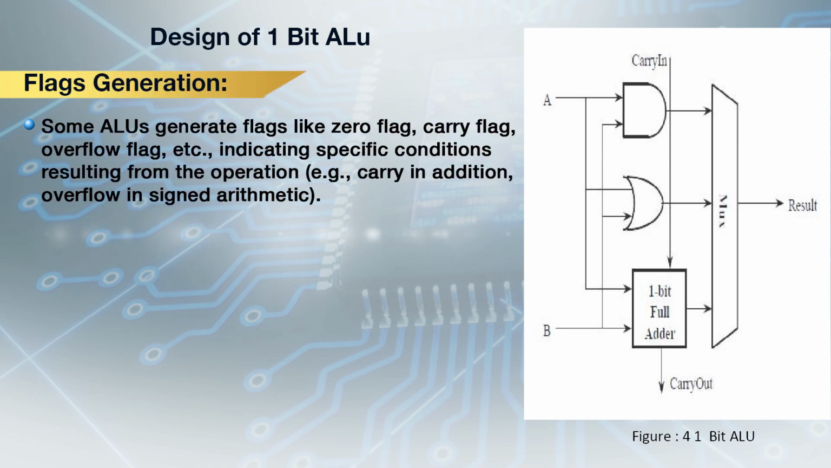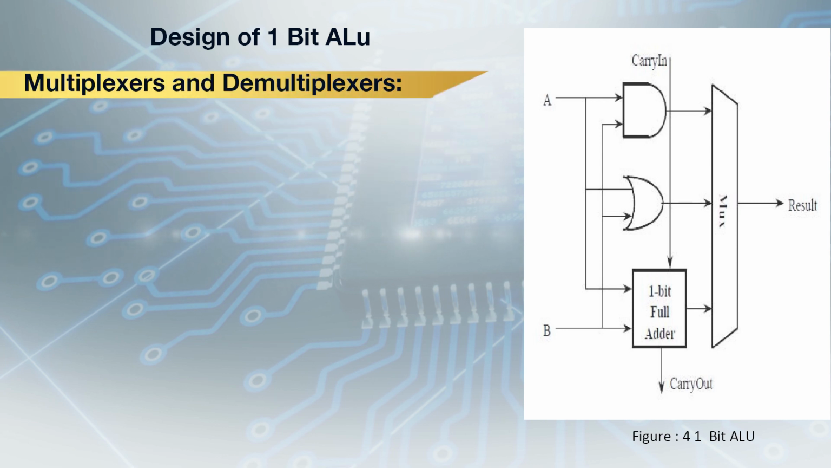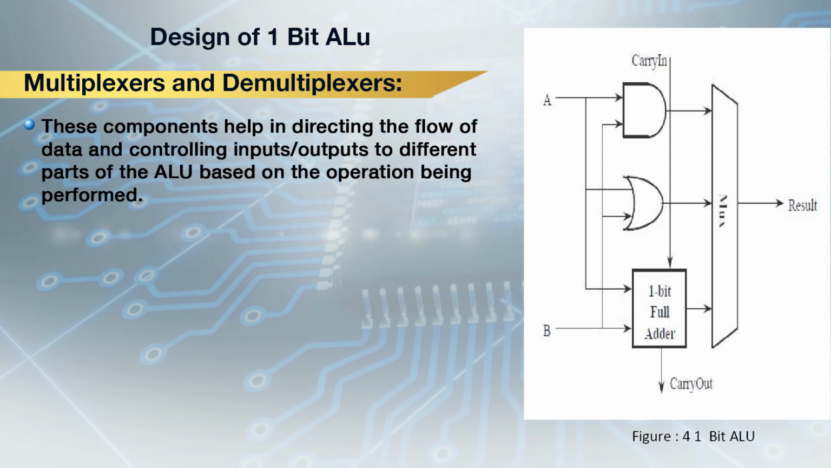Flag register. Some ALUs generate flags like the zero flag, carry flag, and overflow flag, indicating specific conditions resulting from the operation: carry in addition, overflow in signed arithmetic. Multiplexer and demultiplexer. These components help in directing the flow of data and controlling inputs and outputs to different parts of the ALU based on the operation being performed.